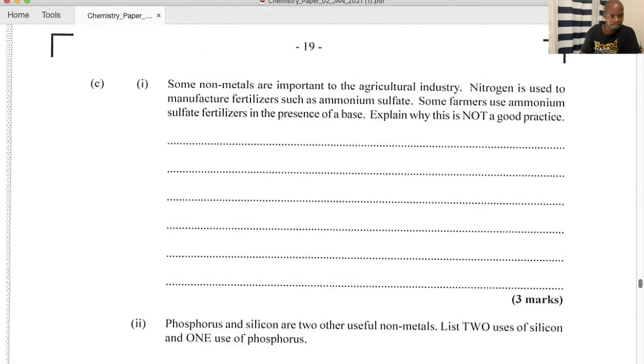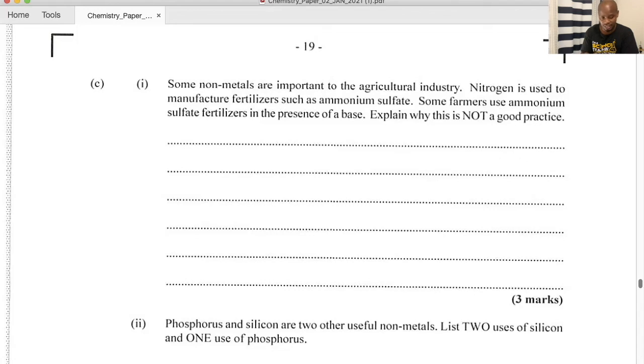Part C, part C1. Some nonmetals are important to the agricultural industry. Nitrogen is used to manufacture fertilizers such as ammonium sulfate. Some farmers use ammonium sulfate fertilizers in the presence of a base. Explain why this is not a good practice. Now, this is not a good practice because if we're going to be adding ammonium fertilizers, we need the nitrogen. But the problem with this is that if we add our ammonium fertilizers while we're in the presence of a base, then our ammonium fertilizers are going to react with the base.